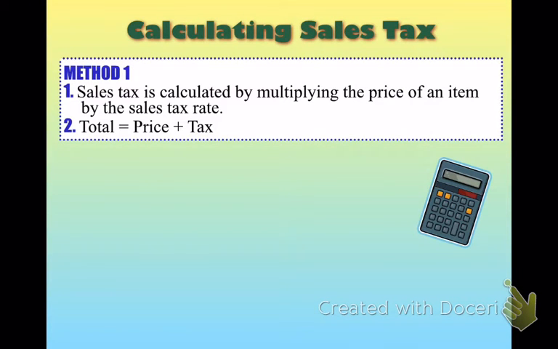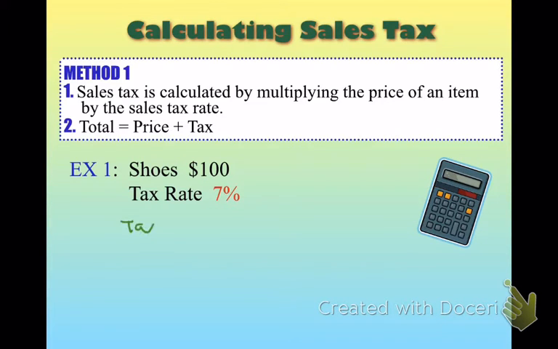All right, so let's go ahead and calculate the sales tax on example number one. We'll do method one. On your handout you see method one and method two, so make sure you put it on the side with method one. Let's say we have some shoes. They cost $100, and the tax rate is 7%. We first want to calculate the tax. So we take our original price, which is $100, and multiply it by 0.07. Remember, single-digit percents have a zero in front when converted to a decimal, like 0.07. This is going to be $7.